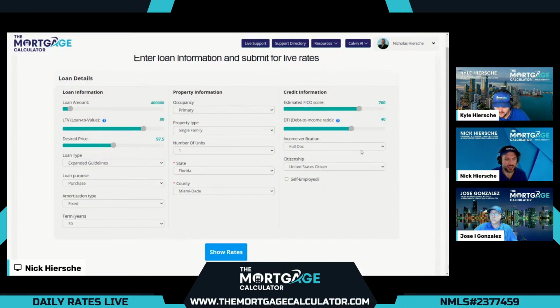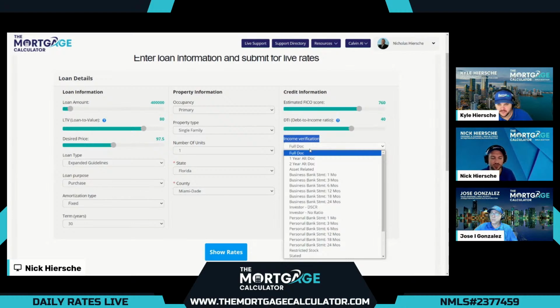So we'll keep everything the same, but now we get a new option that pops up where we can change our income type. So full documents is what we use for conventional non-QM. That means 2 years of tax returns. So if our customer doesn't qualify using 2 years of tax returns, we'll take advantage of one of these alternatives.